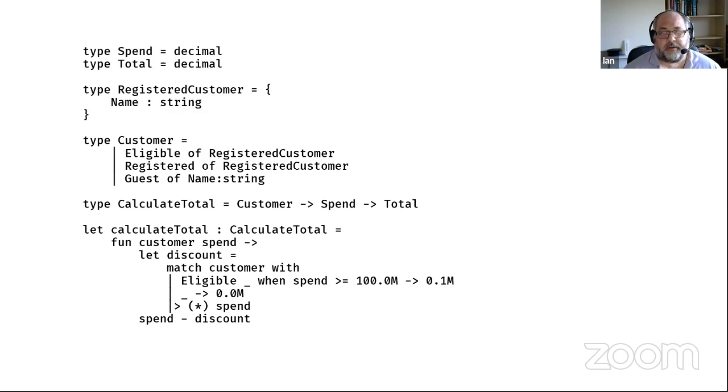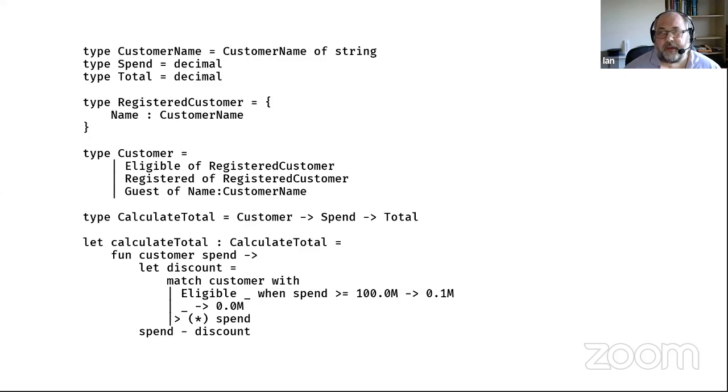So the next stage is I want to get rid of that. I want to make the customer name not a string. I want to make it a little more readable, if you like. So I'm going to add a new type at the top called customer name. So it's a customer name of string. This is what they call a single case discriminated union. So it looks a little odd going customer name equals customer name of string. So that's the binding type.